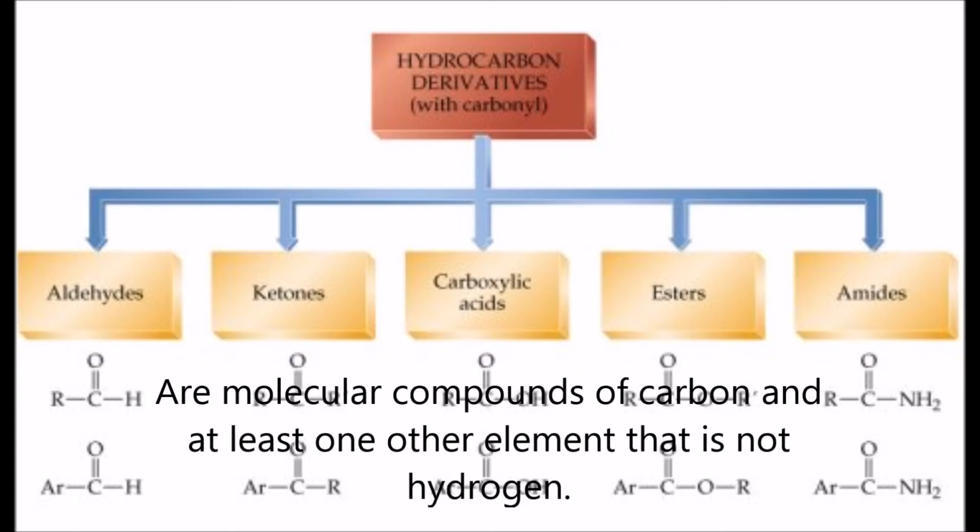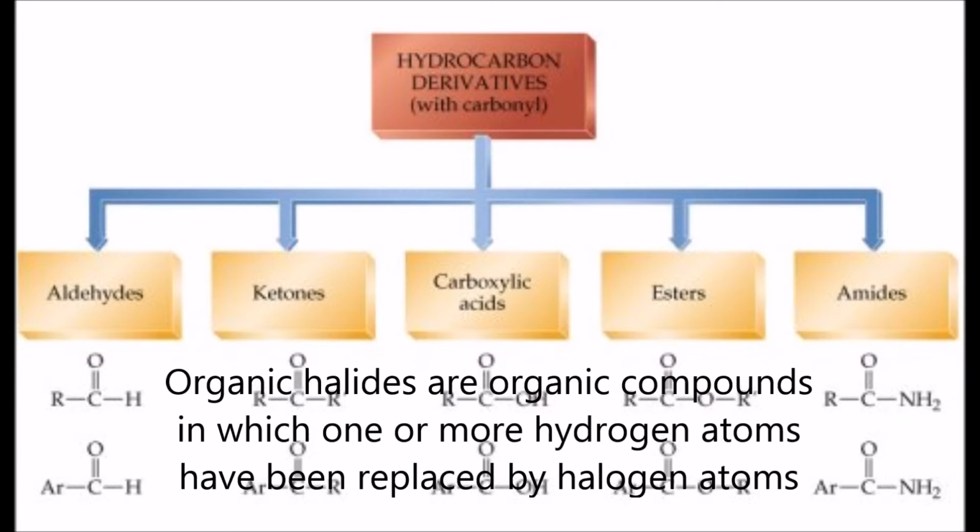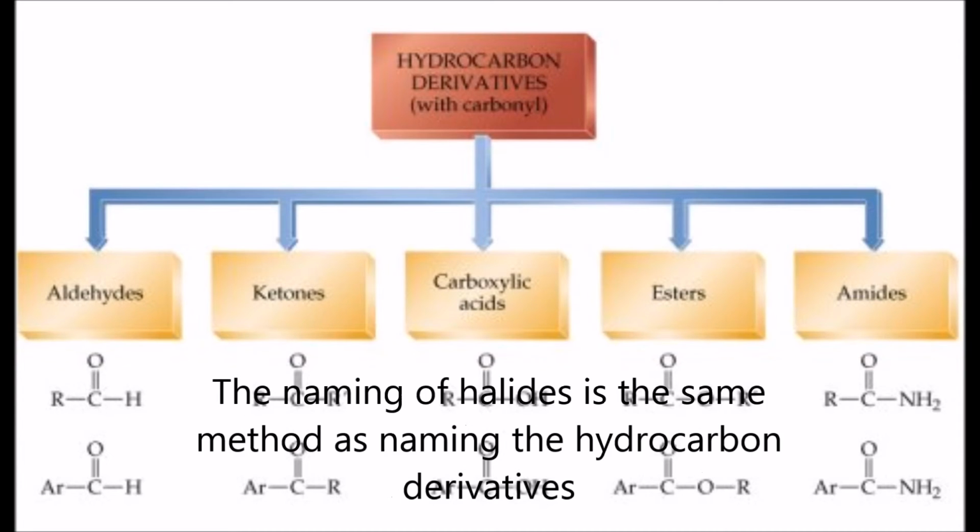What are hydrocarbon derivatives? The hydrocarbon derivatives are molecular compounds of carbon and at least one other element that is not hydrogen. Organic halides are organic compounds in which one or more hydrogen atoms have been replaced by halogen atoms. The naming of organic halides is the same as the hydrocarbon derivatives.